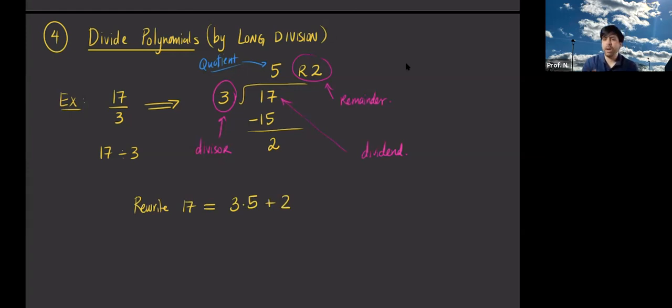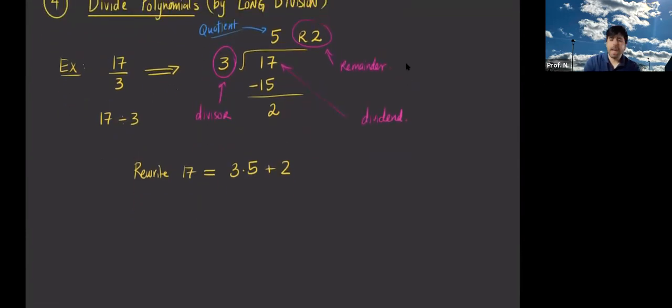That's another way to unpack what division is. Division is really just a multiplication problem. Division is really asking you, what is the number that when I multiply by a divisor gives me the dividend? That's really what division is asking. So I'm saying 17 can be rewritten as multiply 3 and 5 together and then add the 2 after. That's 17.